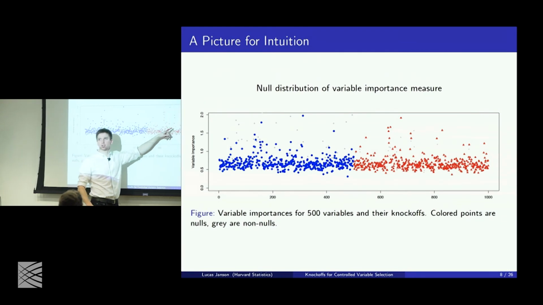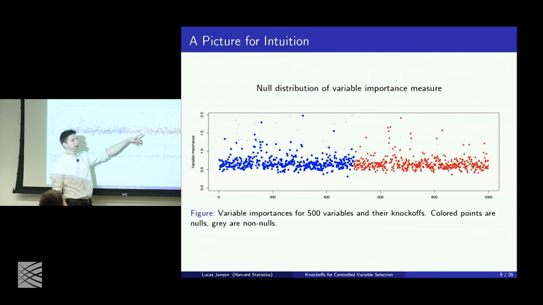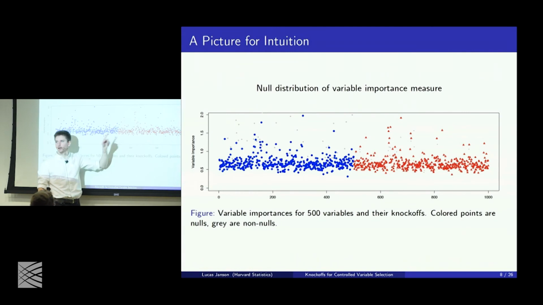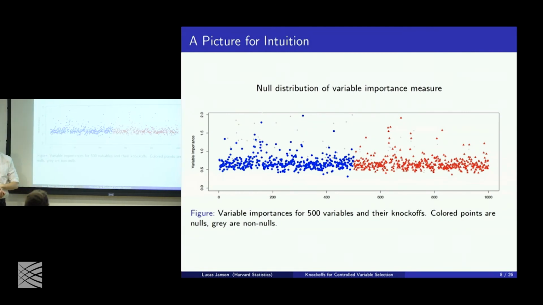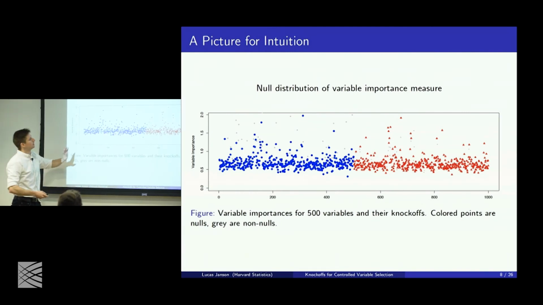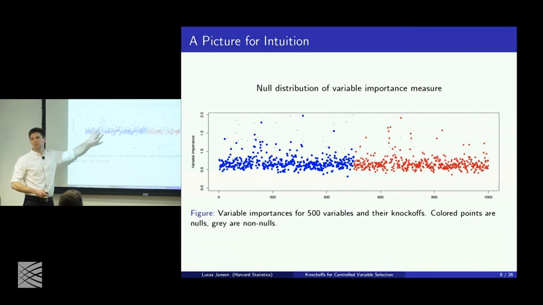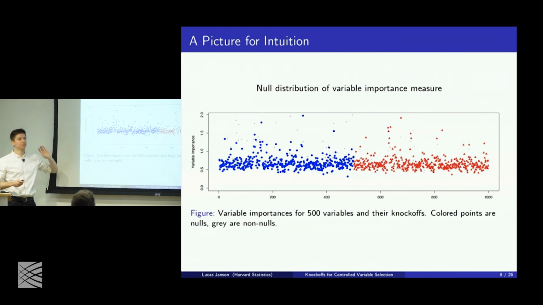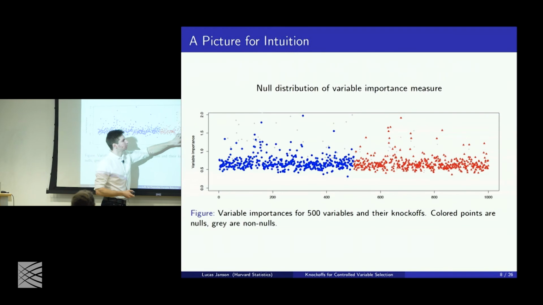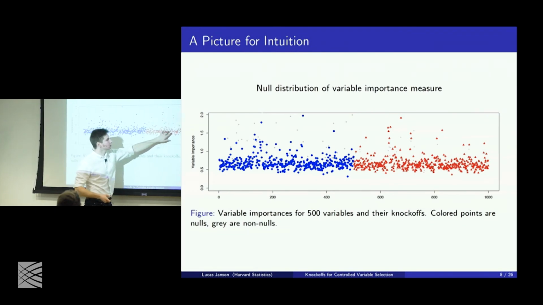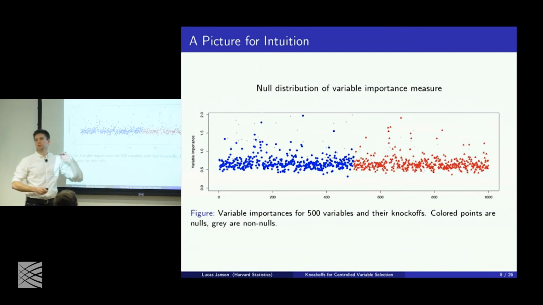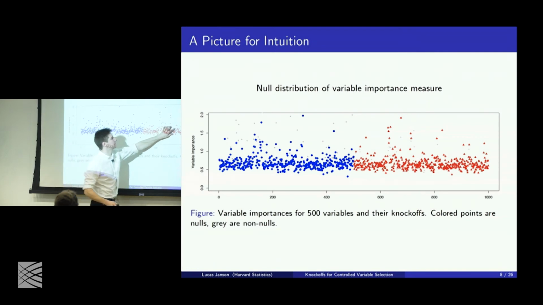And in fact, technically, these are the knockoffs corresponding to null variables, because I also colored the knockoffs corresponding to non-null variables in gray, but don't worry about that too much. The important point is that I don't know the null distribution of these blue points, so I don't know where to set a cutoff. But what I know from the knockoff theory is that the null distribution of these red points looks the same. And so I can use this basically as a proxy for this.